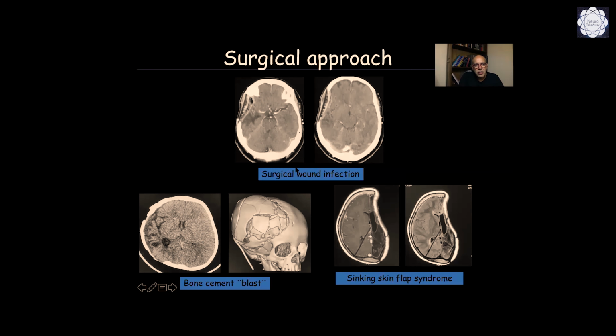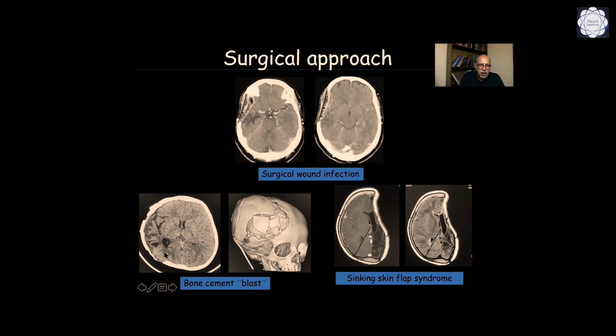Another complication, in the upper row: you can see a patient that had been operated on for a temporal lobe tumor, and in the post-op, he developed fever and very clear signs of surgical site infection. We couldn't perform an MR, but we did this CT with contrast, and you can see the collections both in the deep part and in the superficial part of the cranioplasty, and these collections enhanced very intensely with contrast. So this is a tip, this is a sign that makes us suspicious of an infection in this particular case.